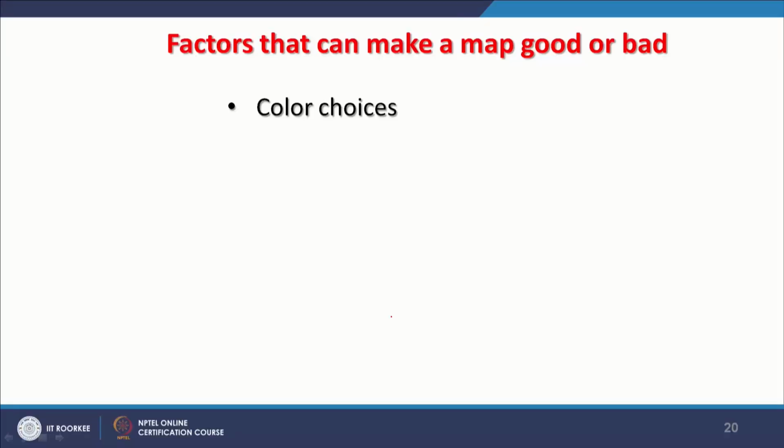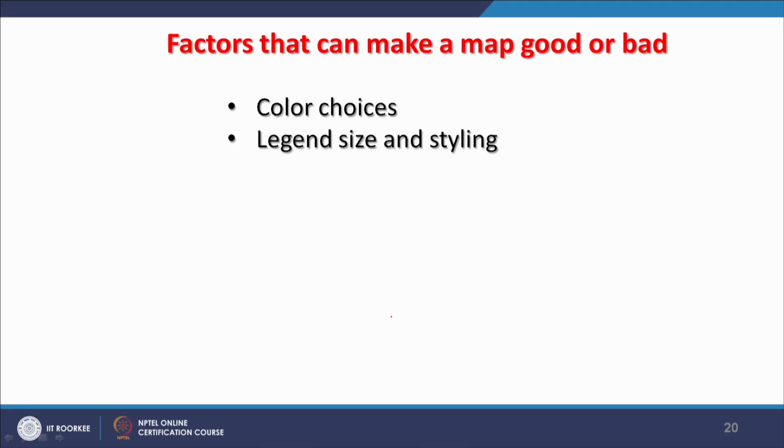So finally we are coming to the end of this particular discussion. In a nutshell, what we should keep in mind while preparing a good map, and if we do not keep it, then it becomes a bad map. So we have seen the examples of good maps and bad maps. In a nutshell, color choices have to be very careful. Legend size and styling, again trial and error. Sometimes you start liking one styling, no problem, but others should also appreciate.